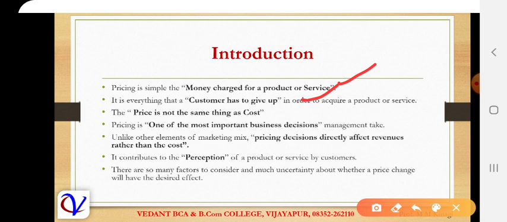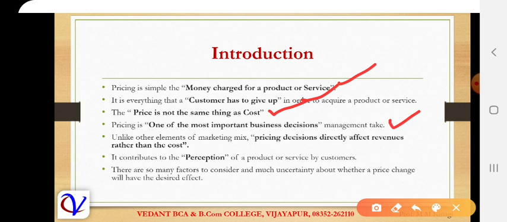That is what we are talking about. Pricing is not the same thing as cost. Apart from that, there are various things we are going to add into setting the price. Then the fourth point is that pricing is one of the most important business decisions, because the business will run based on the price of the product, whether it's goods or services.